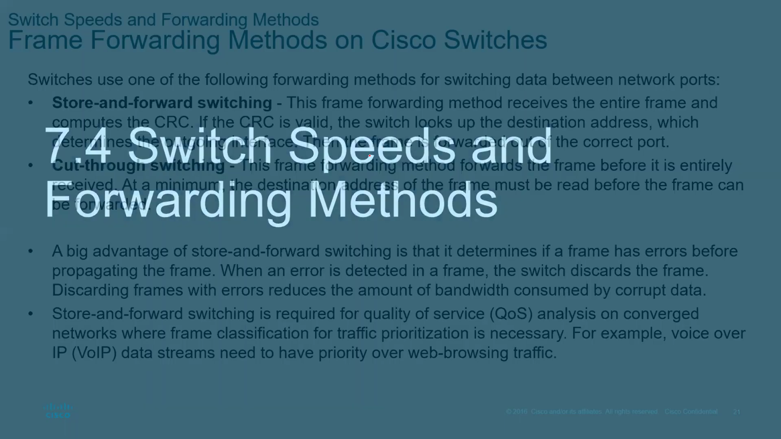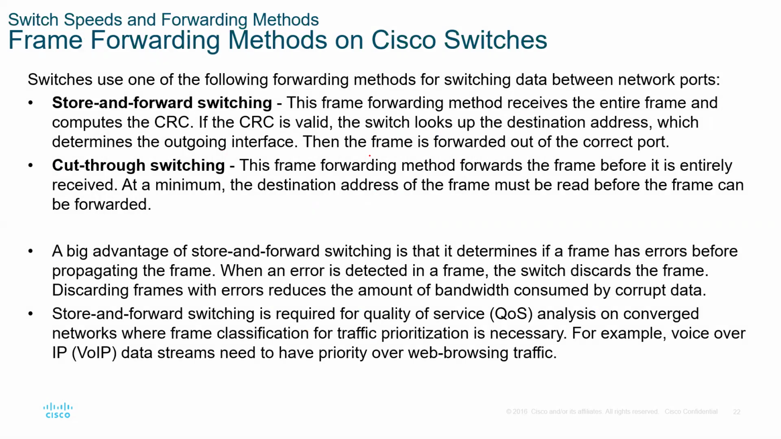Switch speeds and forwarding methods. Frame forwarding methods on Cisco switches. Right, we have mainly two types. There are two primary frame forwarding methods that are used by switches, after the learning process, to forward to the destination port. We have store and forward switching, and we have cut-through switching.